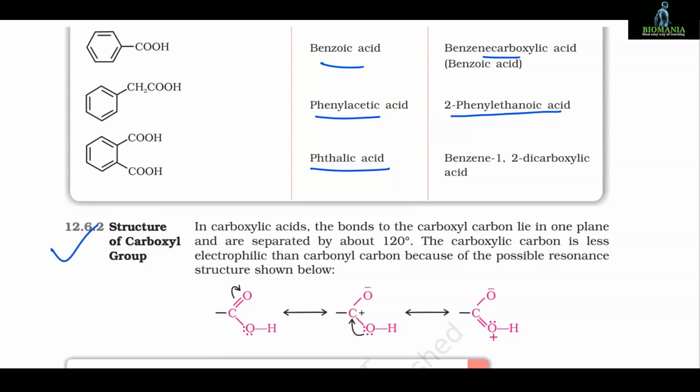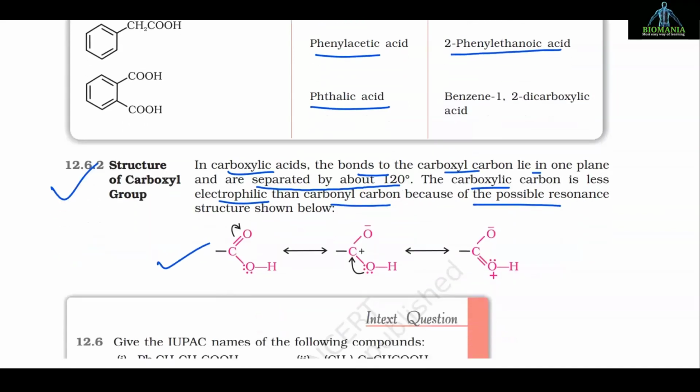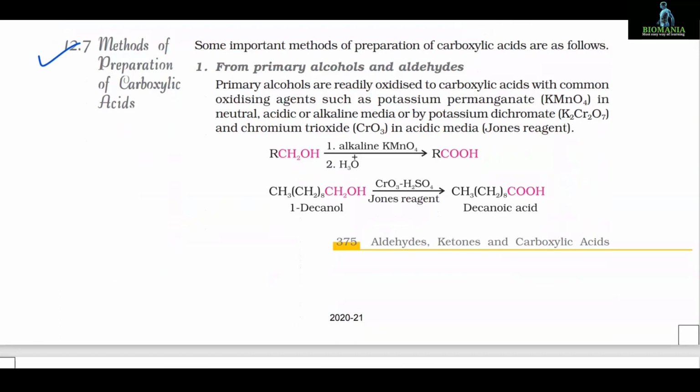12.6.2 Structure of carboxyl group. In carboxylic acids, the bonds to the carboxyl carbon lie in one plane and are separated by about 120 degrees. The carboxylic carbon is less electrophilic than carbonyl carbon because of the possible resonance structures shown below. Here you can see that structure. Now, 12.7 Methods of preparation of carboxylic acids. Some important methods of preparation of carboxylic acids are as follows.